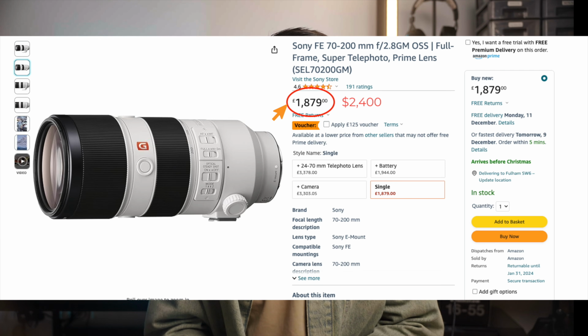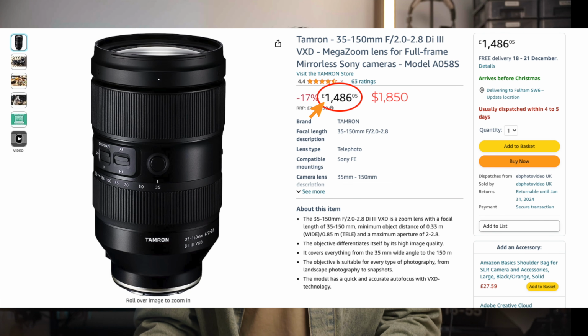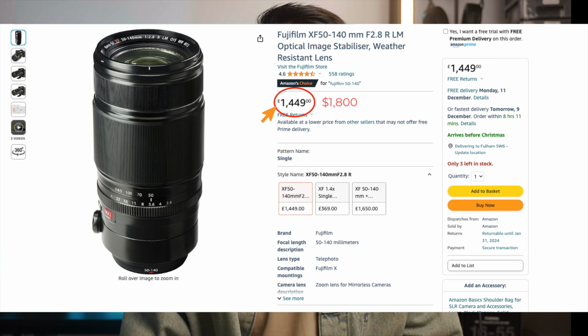Some of my telephoto lens recommendations in this class would be the Sony G Master 70-200 2.8, and also you can look at the Tamron 35-150, so that will give you a wider coverage, from 35 to 150, f2 to 2.8, and the Fujifilm 50-140 2.8R. So all these options, again, are good options for event coverage.